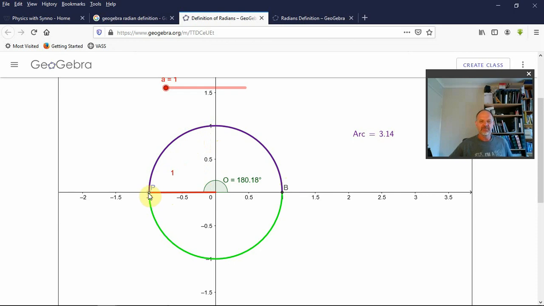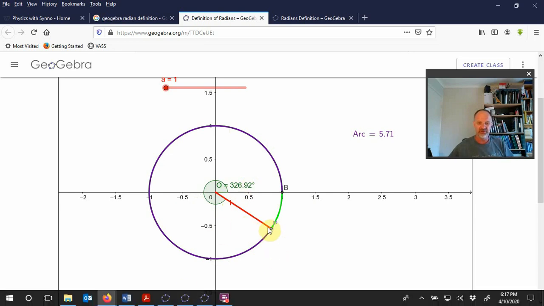All right, what's pi? Okay, and keep going around, and so as you can see, 326.92 degrees, arc length 5.71, so we could say that that is in radians 5.71. All right, so clearly there's got to be some sort of relationship between the two.